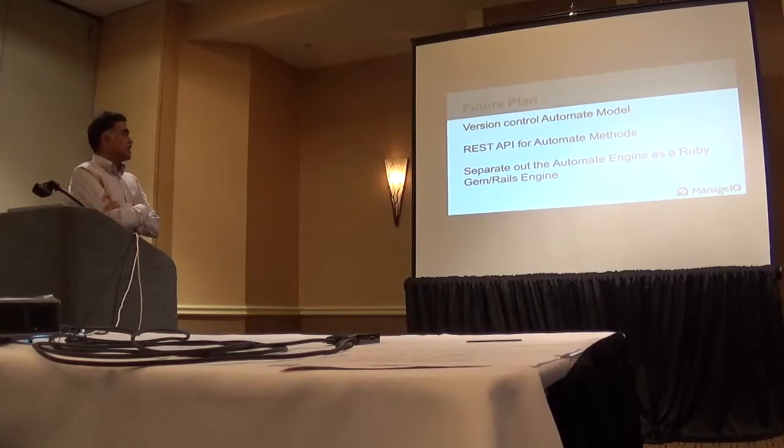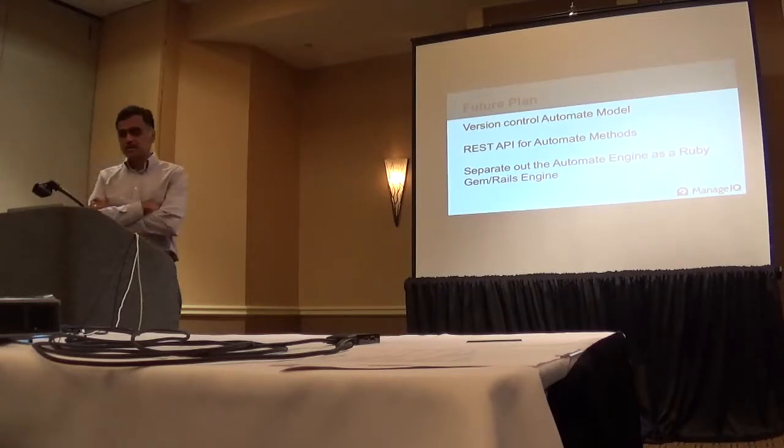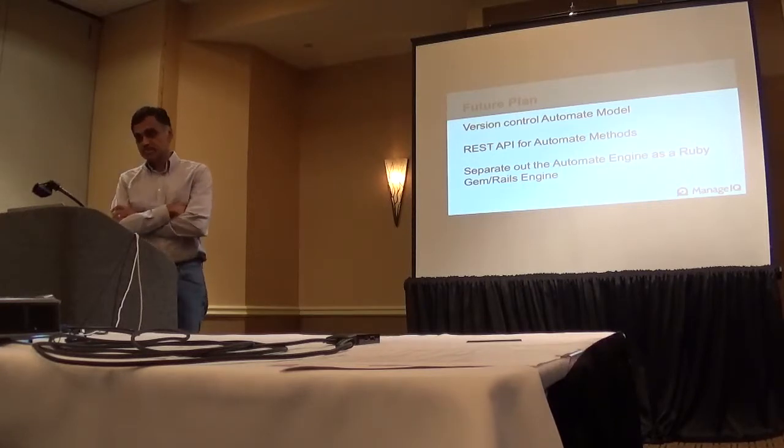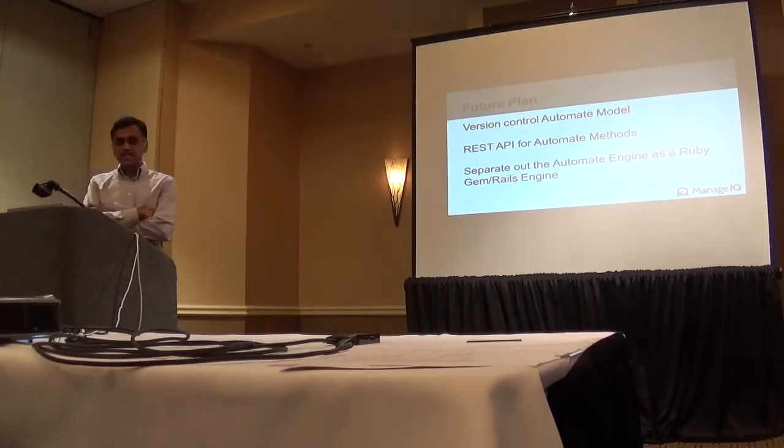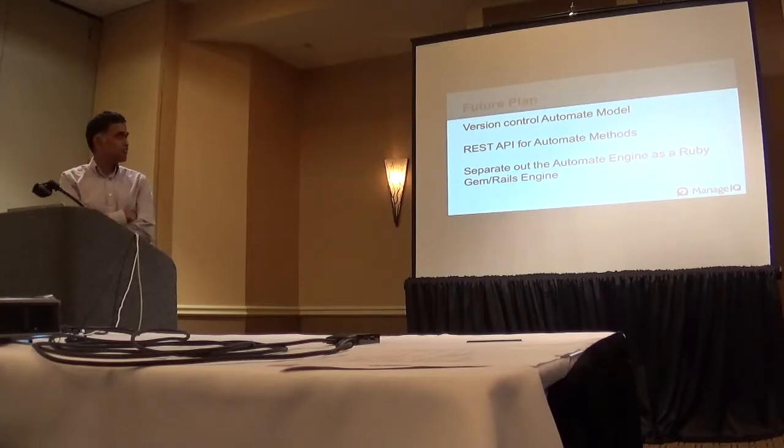So the future plan for Automate is, like I mentioned, there are methods inside of Automate, and typically the methods are Ruby methods, and the people that are actually working with it are the designers, and they would like to get version control, just like we developers have version control. So if they make a change and something messes up, they want to go back to a previous working state. That's a very important feature, so that we can revert changes, or keep track, do an audit trail of what changes have been made.